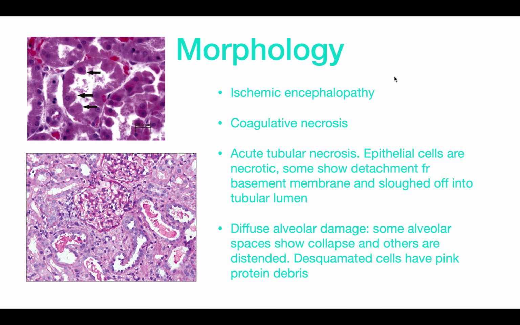Okay, so the morphology: the cells are going to be swollen, as you can see here in the tissue and in the kidneys. This is renal tubular necrosis. So they're starting to caseate, and neutrophils are coming in. There is going to be ischemic encephalopathy in the brain, coagulative necrosis in the kidneys, the liver, and the pancreas. In the kidneys in particular is acute tubular necrosis. The epithelial cells are going to be necrotic.